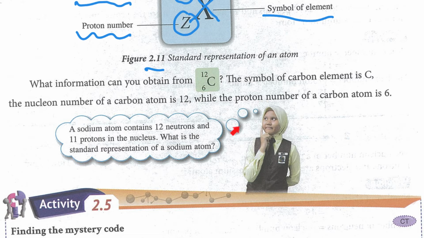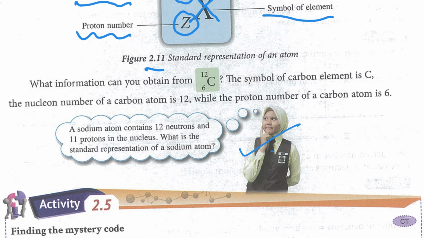Let us look at the girl over here. The girl was thinking, a sodium atom contains 12 neutrons and 11 protons in the nucleus. You see, the girl is not talking about nucleon number. She's talking about neutron number. So what is the standard representation of a sodium atom? I will help you to solve this, little girl.